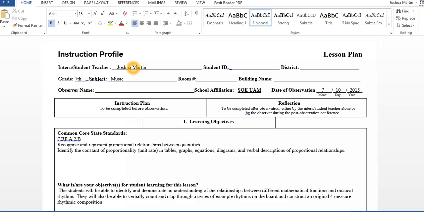My name, Joshua Martin. This is a 7th grade lesson, and the subject is music. I'm a band director, and this lesson will be used in my 7th grade beginning band class.